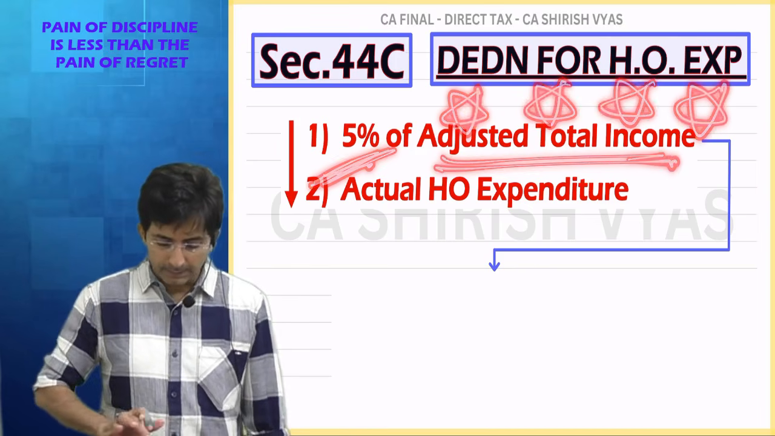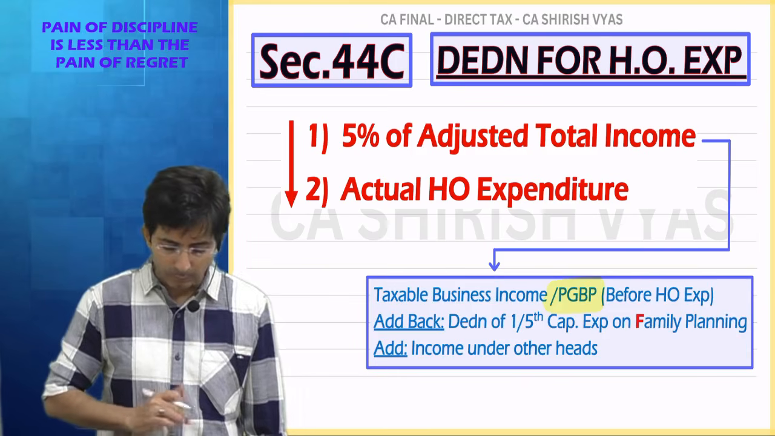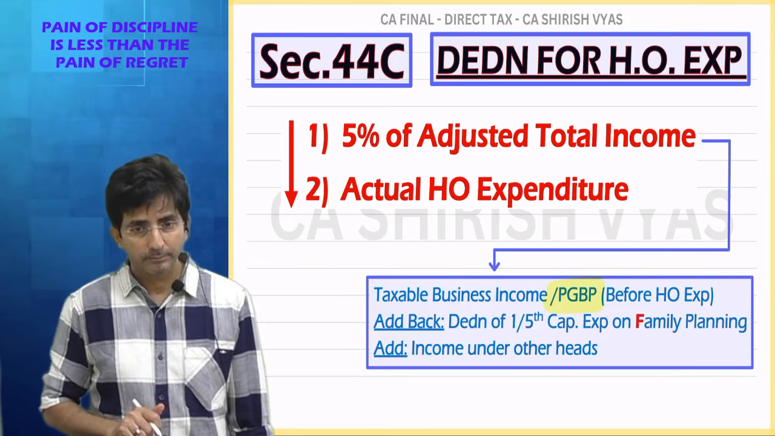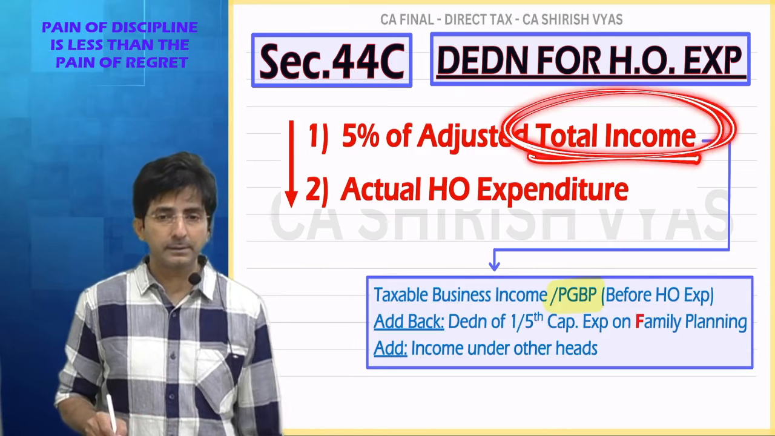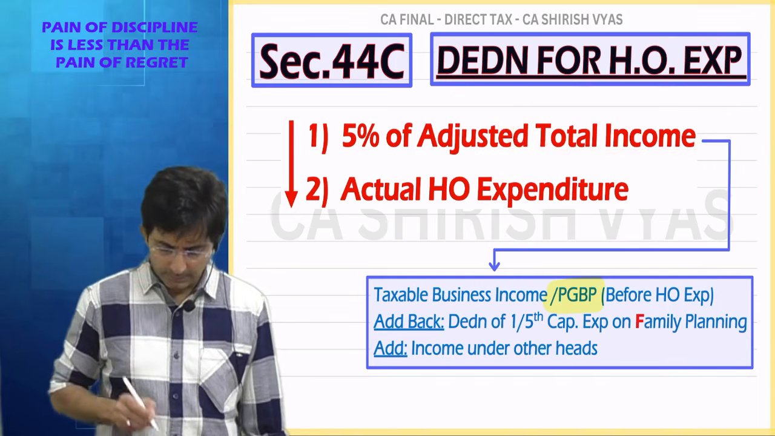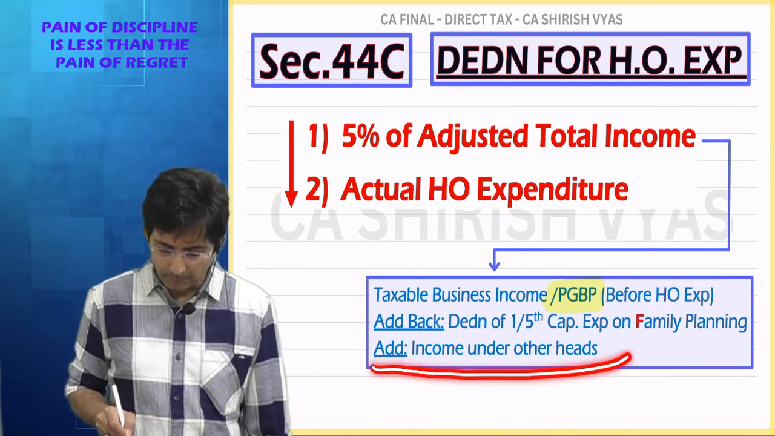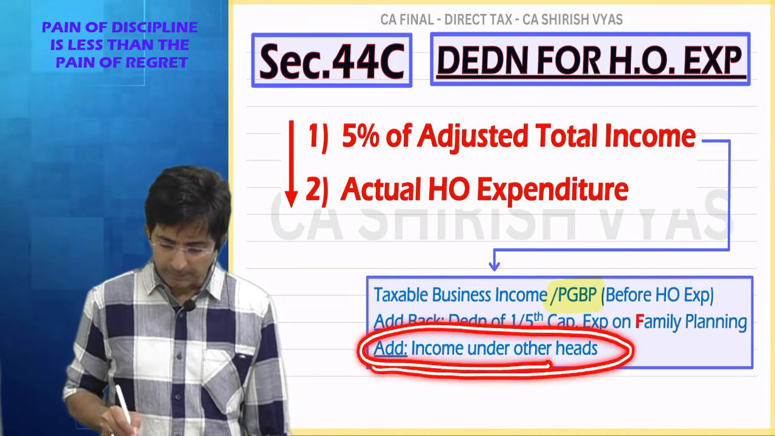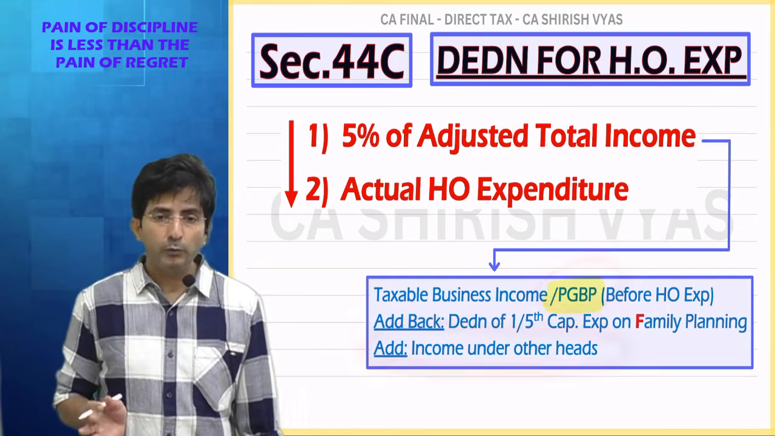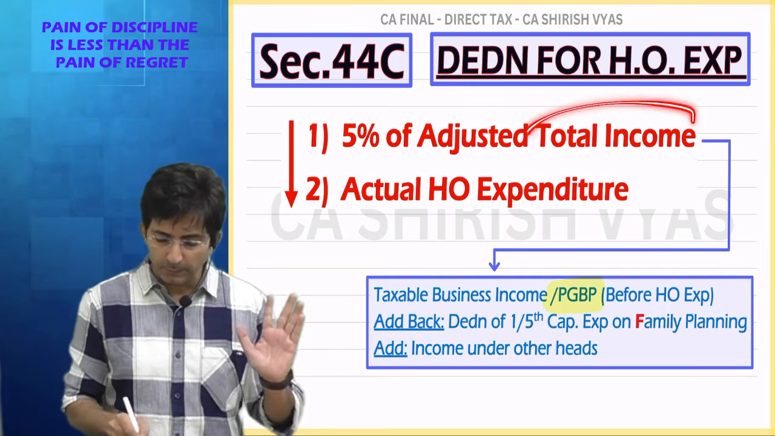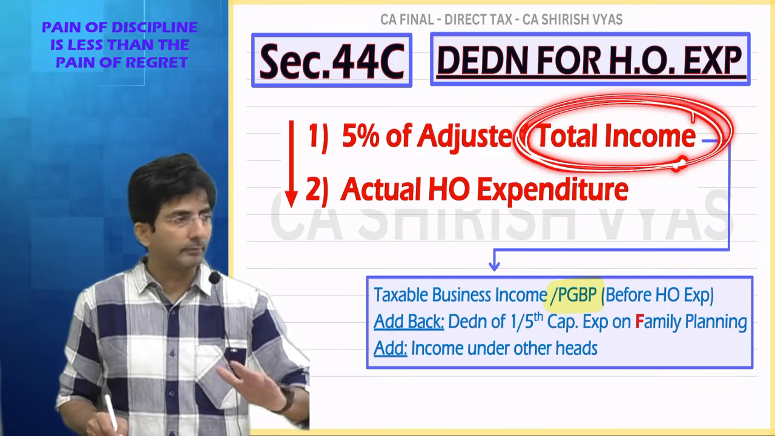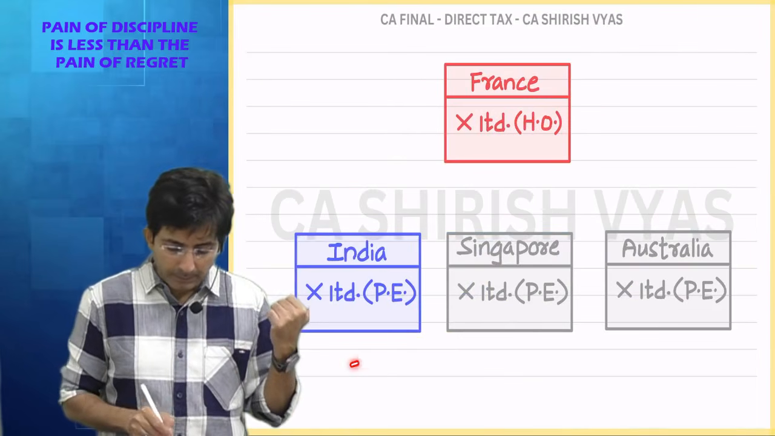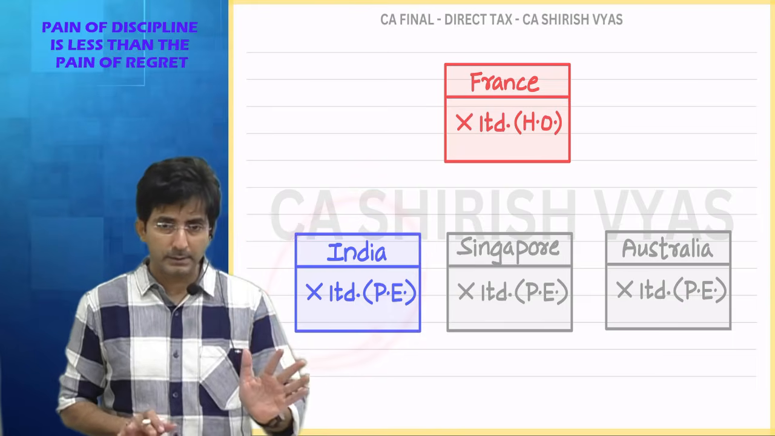Okay. See, adjusted total income is calculated like this. See, total income means what? All 5 heads. See, I have written here also, income under other heads. Means PGBP will be taken and you will take all heads. So firstly you fix this in mind. When we say total income, it is all heads of income which this Indian branch has generated.